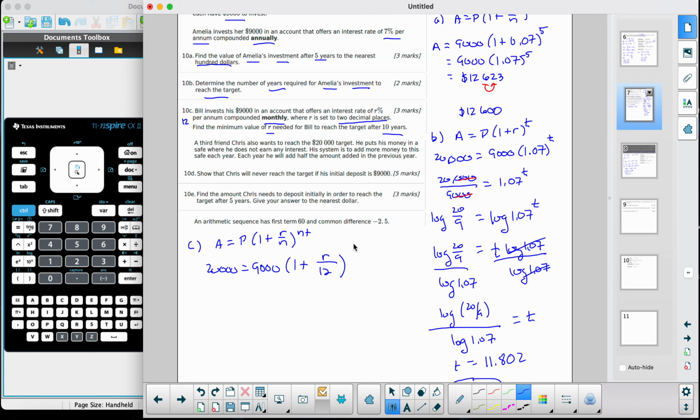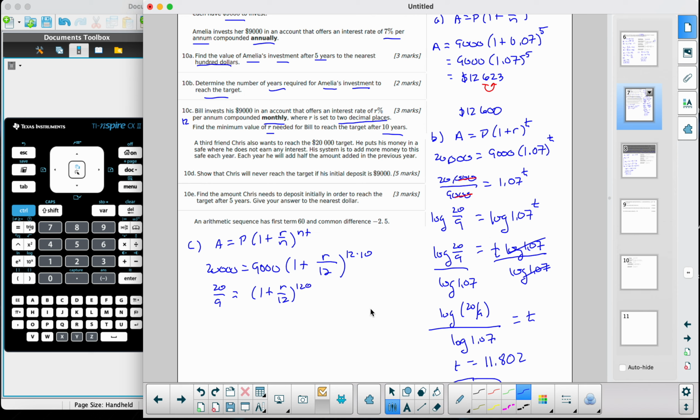And then it's 10 years, so N times T is 12 times 10. So let's clean this up. Again, I divided 20,000 by 9,000 here. Remember, it's 20 over 9. So I'm going to do 20 over 9 equals 1 plus R over 12 to the 120. Not 1200, 120.